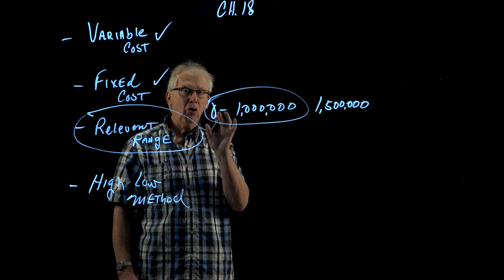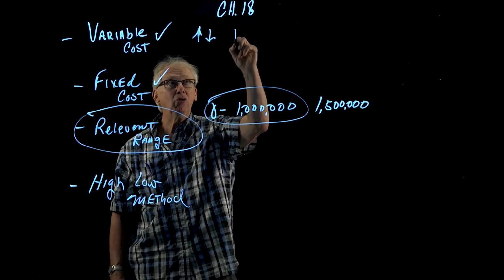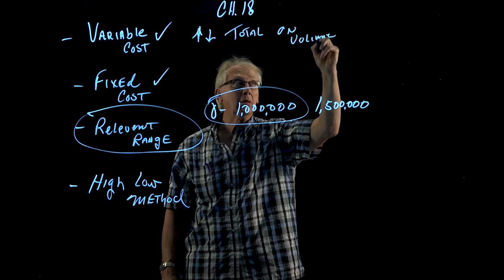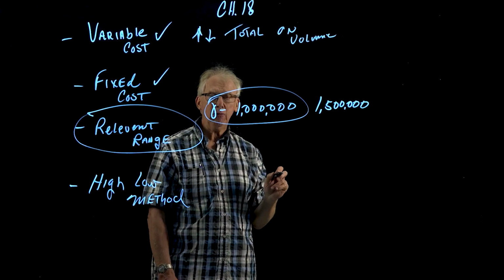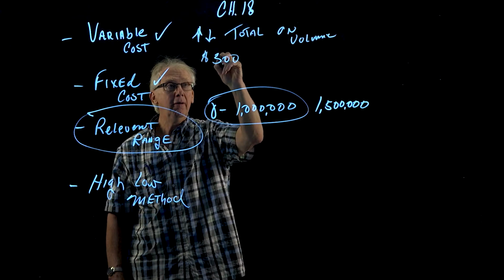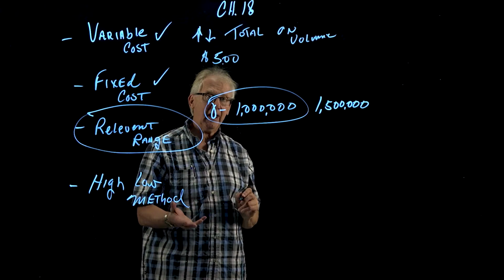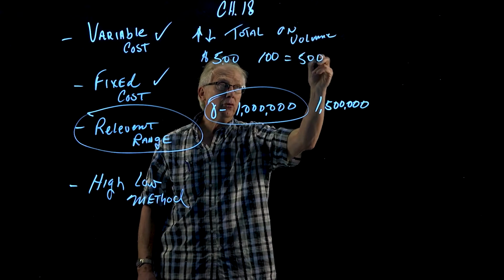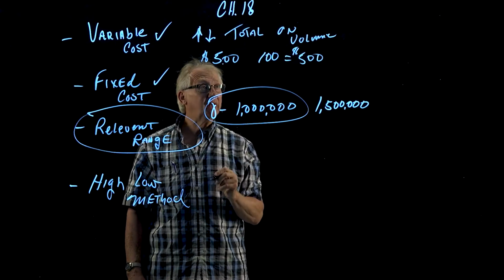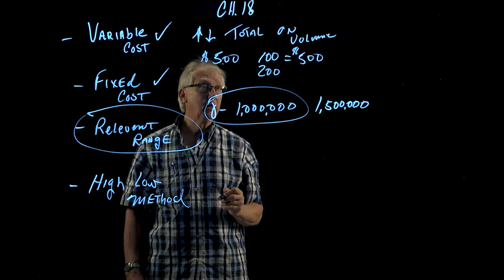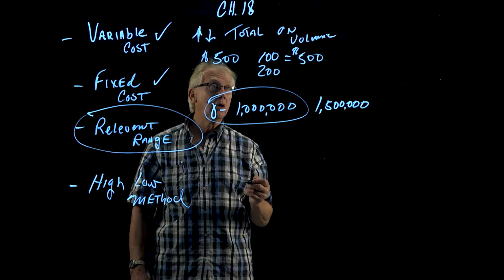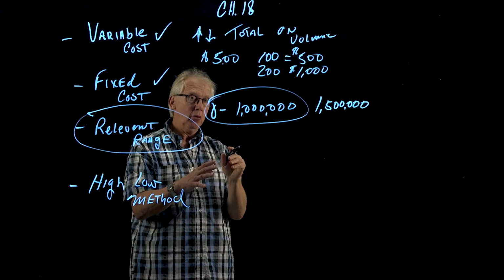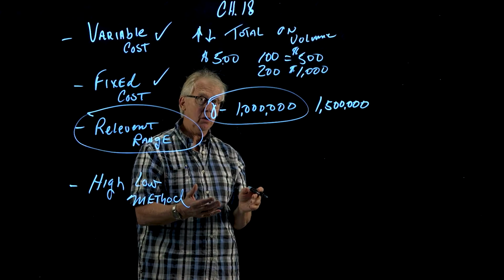Variable cost in total goes up or down in total, okay, depending on volume. Okay. Now, if we have, let's say we have $5 variable cost per unit. And let's say we produce 100 units. Our total variable cost would be $500. Okay? Now, let's say the next month we produce 200 units. Now, our total variable cost would be what? $1,000. Okay? So in total, variable cost will go up or down depending on the number of units you produce.